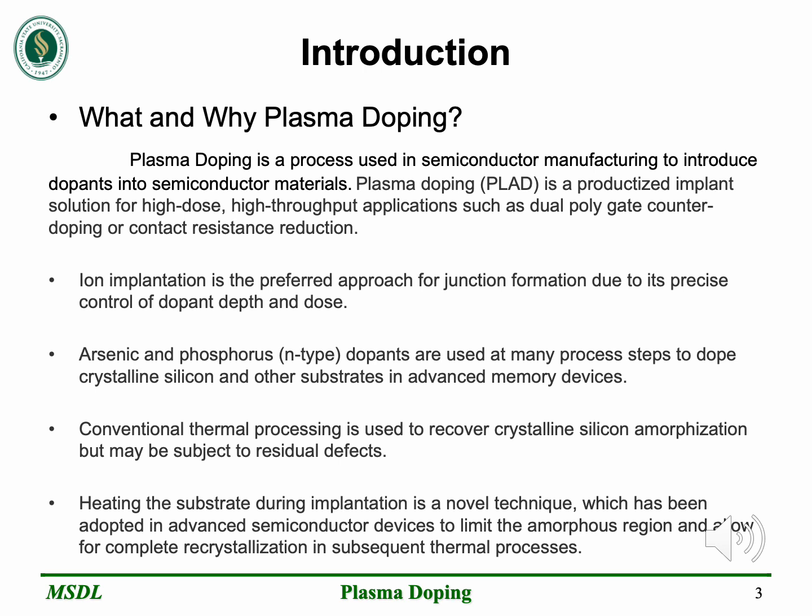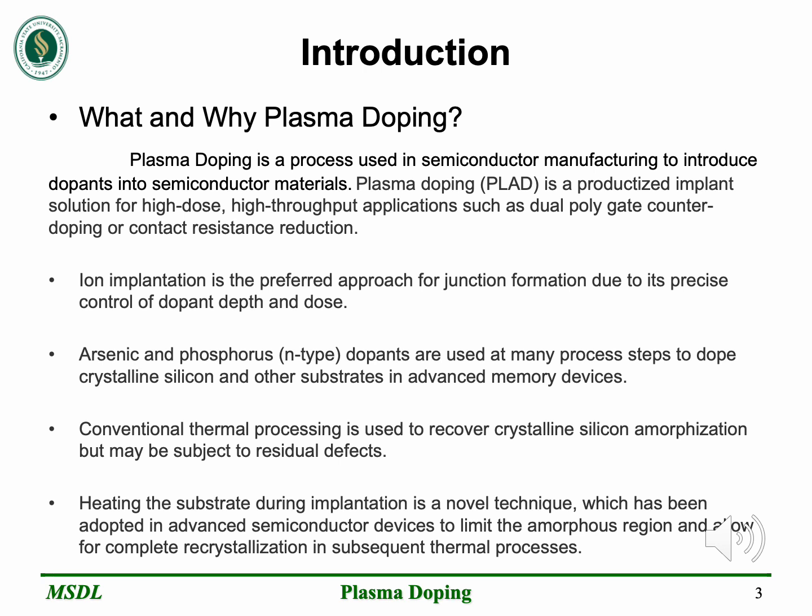Plasma doping is a process used in semiconductor manufacturing to introduce dopants into semiconductor materials. Plasma doping, also called PLAD, is a productized implant solution for high dose, high throughput applications such as dual polygate counter doping or contact resistance reductions.